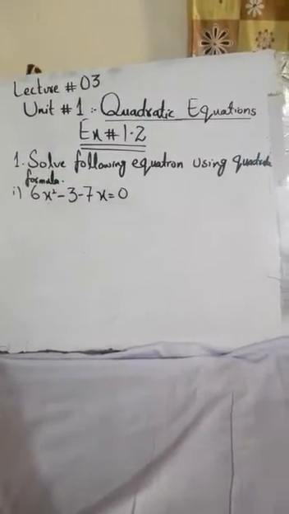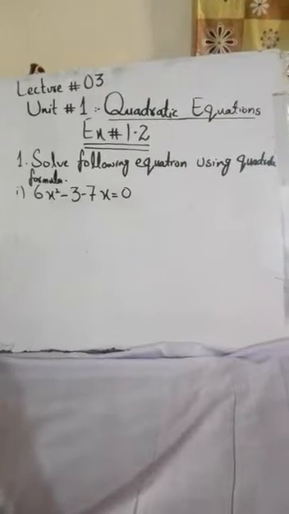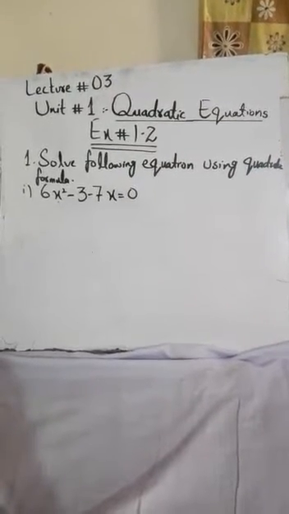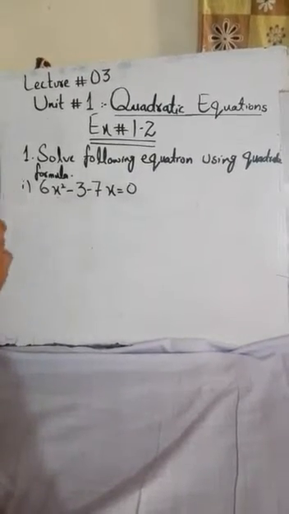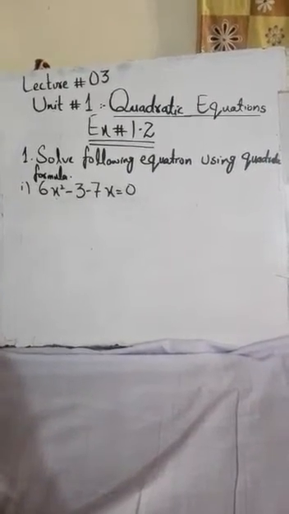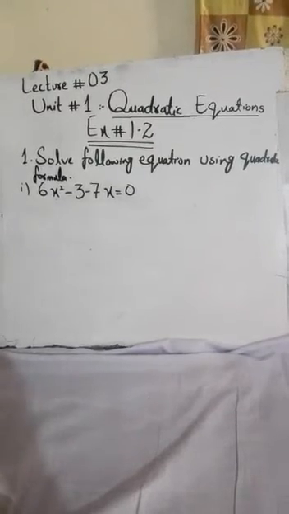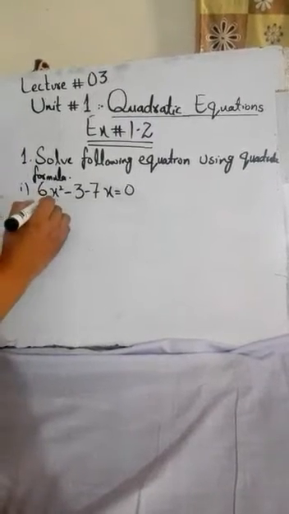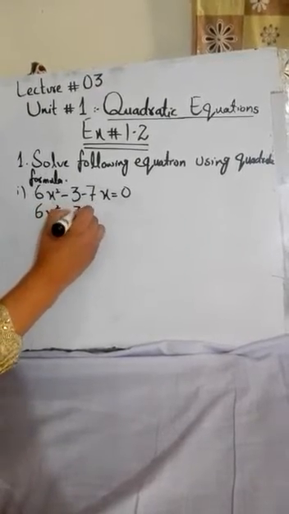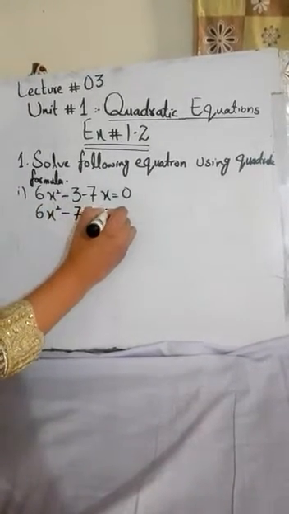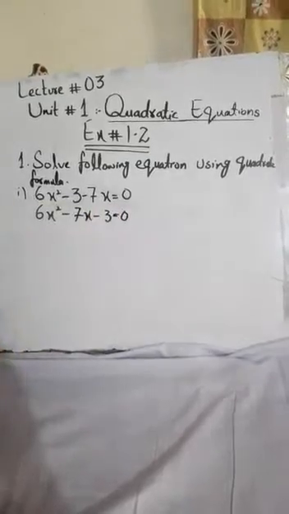Okay students, now I am going to start exercise 1.2. Question number 1 is: solve the following equation using the quadratic formula. The question is 6x squared minus 3 minus 7x is equal to 0. First of all, I will write it in standard form: 6x squared minus 7x minus 3 is equal to 0.